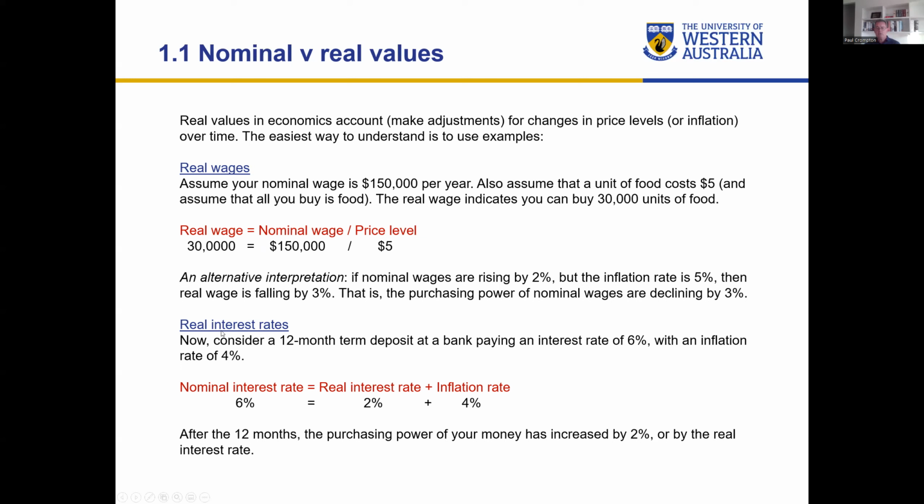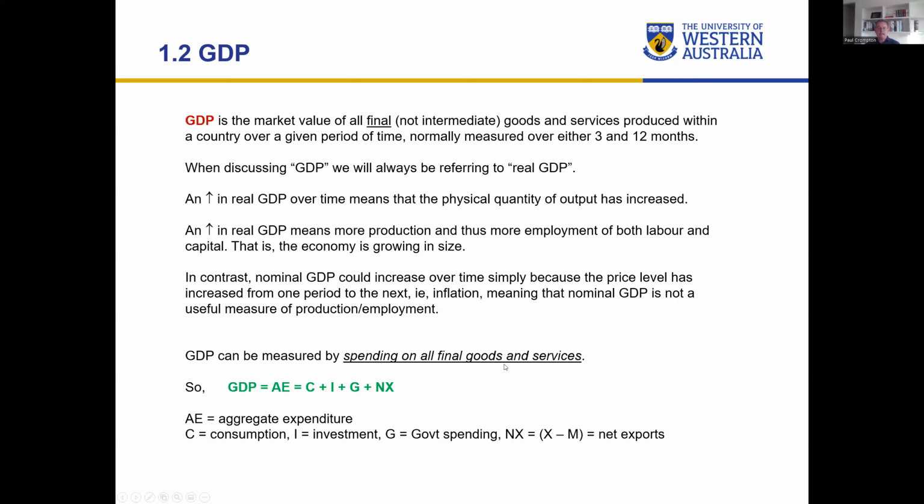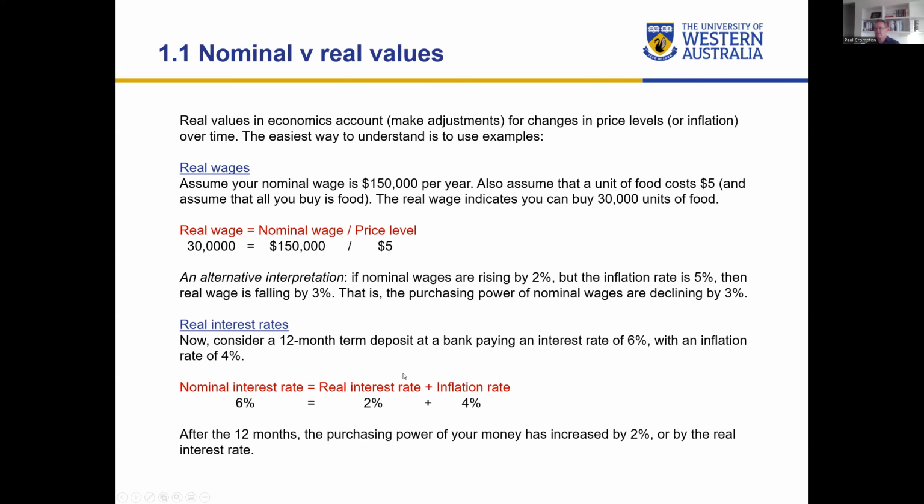And finally, real interest rates. So what we've got here is another equation to help us understand the difference between nominal interest rates and real interest rates. So the nominal interest rate equals the real interest rate plus the inflation rate. I've got an example here. What we're assuming is that you're putting money into the bank in a term deposit for 12 months. Let's assume it is $1,000. You're putting $1,000 into a 12-month term deposit, and the bank is paying you 6%.